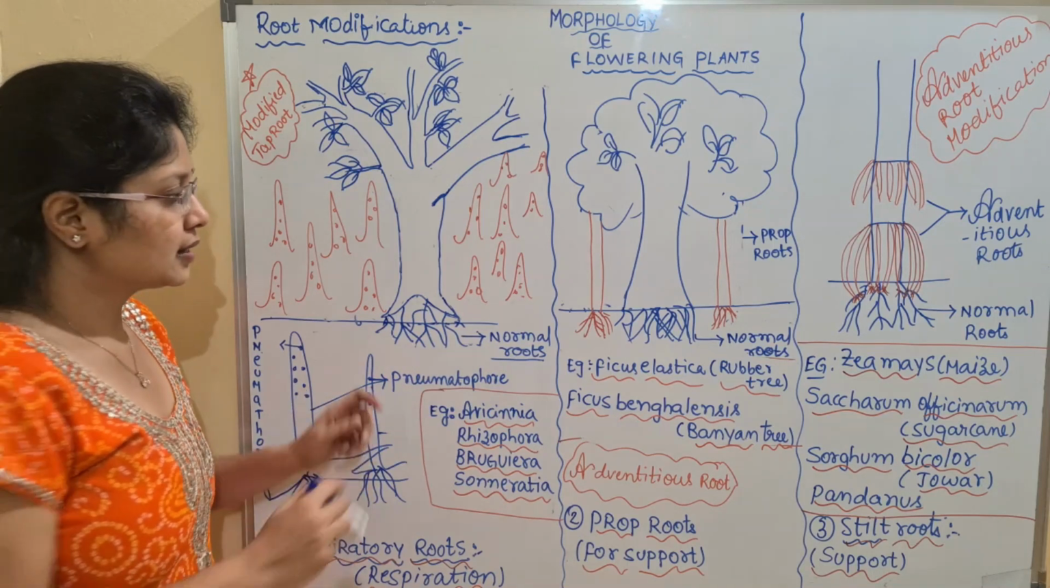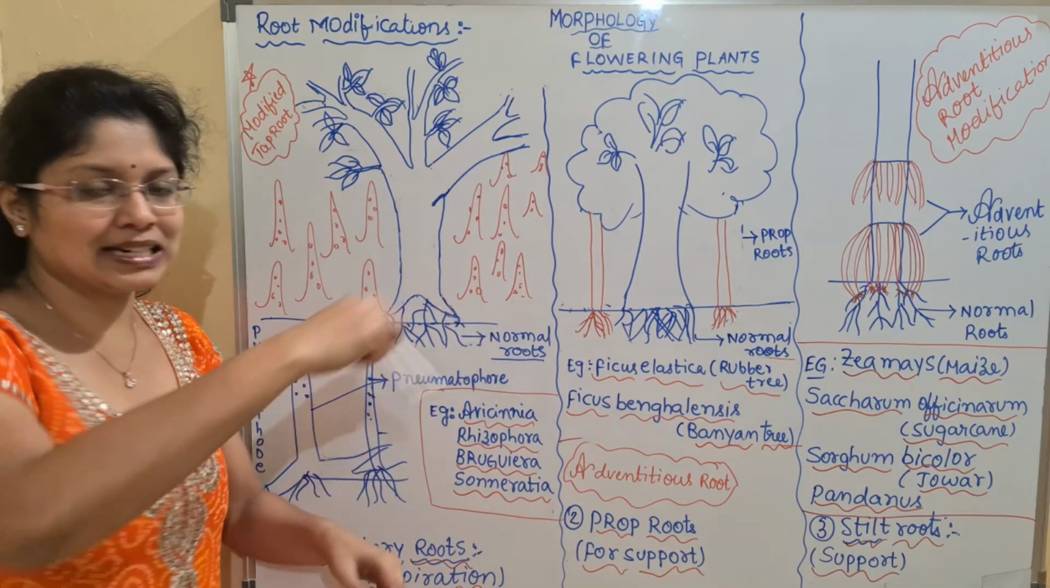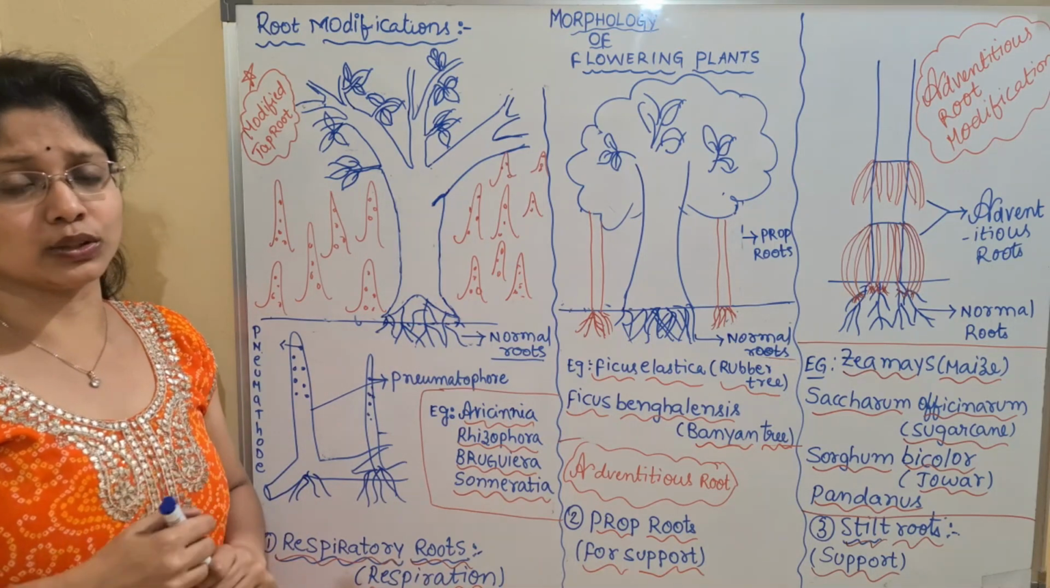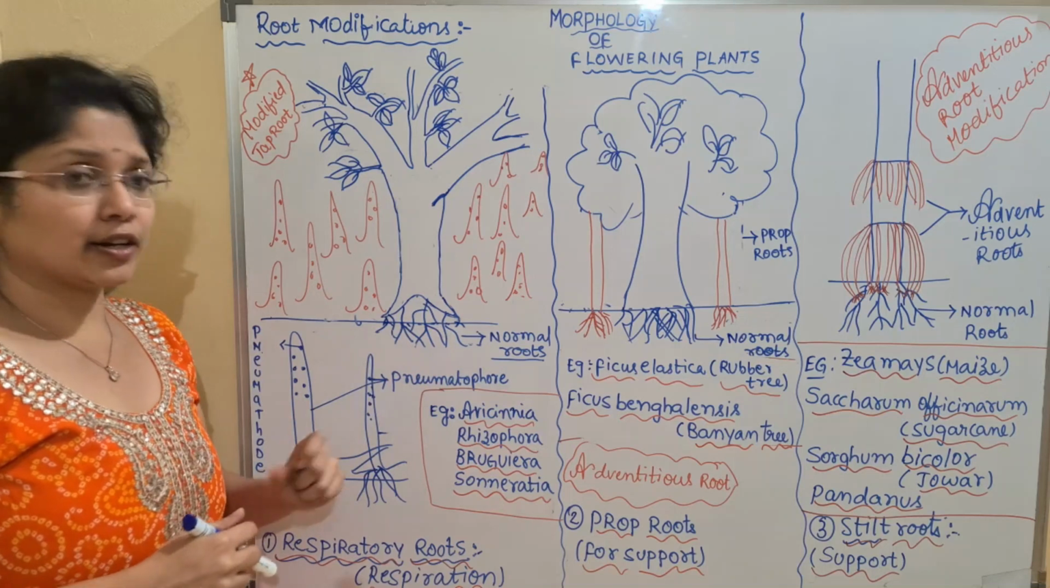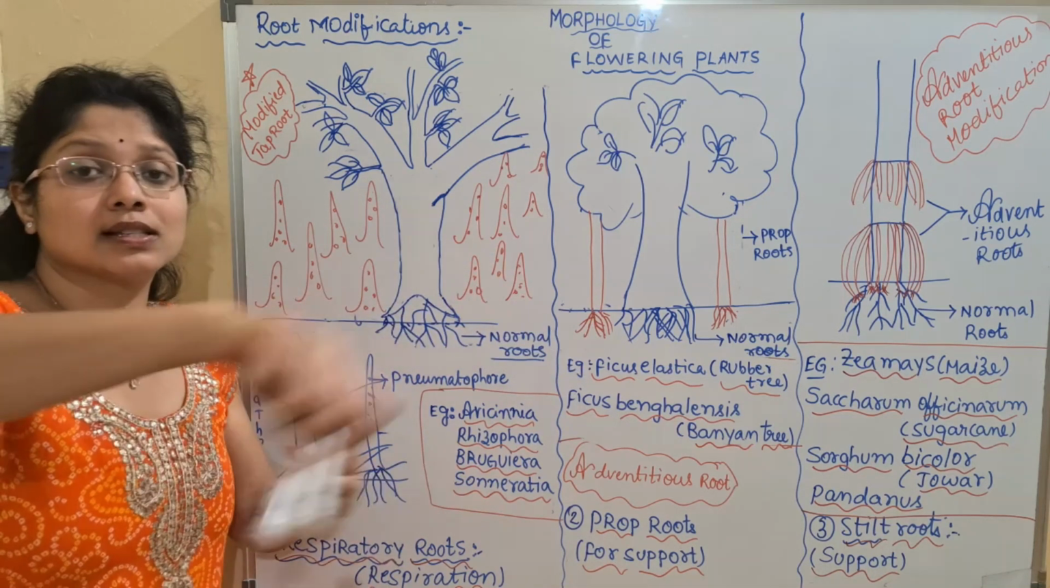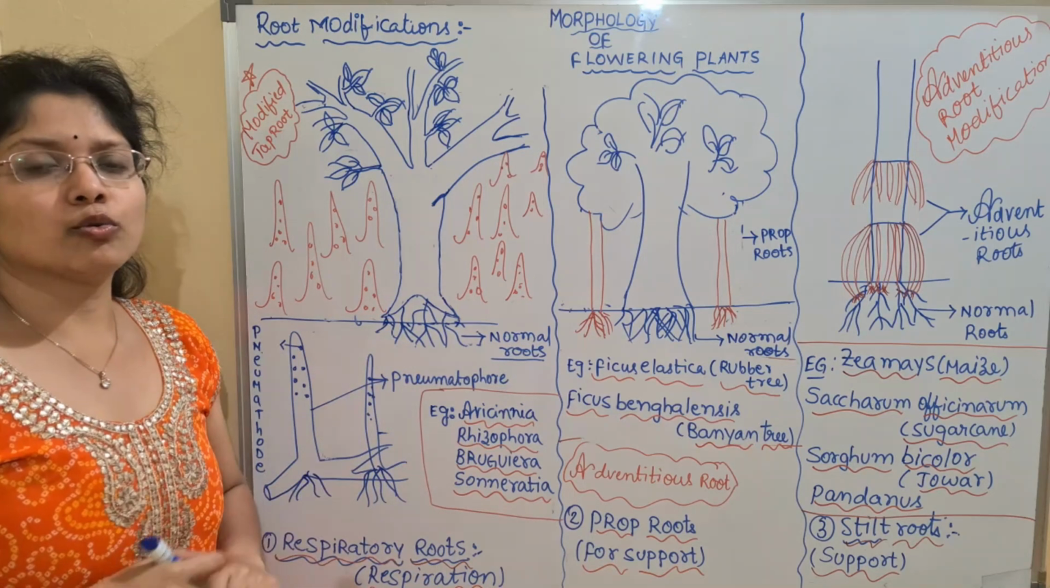Okay, so all these roots which are present in the vicinity of the mangrove plants, generally the mangrove plants will show these respiratory roots, and these roots are present around, surrounding the mangrove plant.